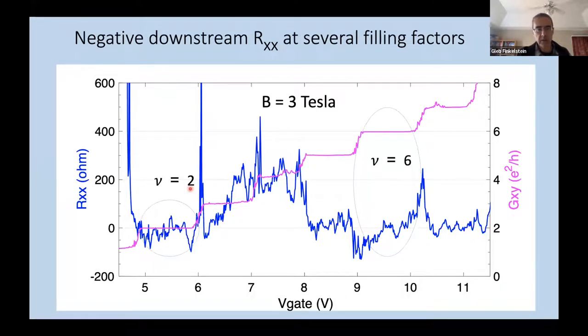Next, in the same sample, we can measure other filling factors. We are ignoring the broken symmetry states, which are not as robust. We are focusing on nu equals 2 and nu equals 6. We see that we can have this downstream signal being negative in both cases.